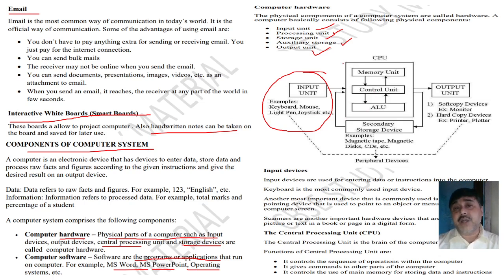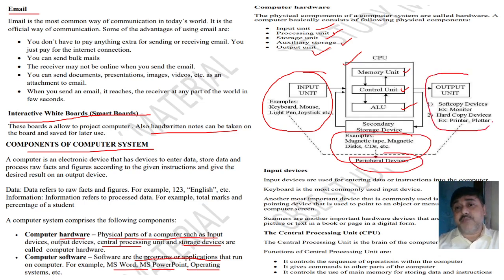Next, we have this main section, the CPU. Under the CPU we have a memory unit, a control unit, and an arithmetic logic unit, and outside there is a storage device. Storage devices mean magnetic tape, CD devices, all these things. The total thing we call peripherals. And in the output unit, we find different output sections like monitor, printer, plotter. The soft output section is the monitor, and the hard output section is the printer, plotter, all these things.